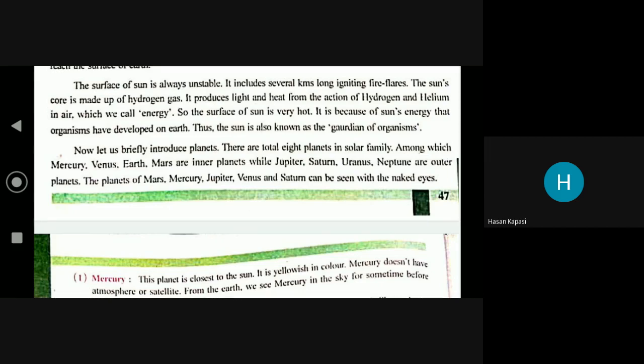There are a total of 8 planets in the solar family, among which Mercury, Venus, Earth, Mars are inner planets, while Jupiter, Saturn, Uranus, Neptune are outer planets. The planets like Mars, Mercury, Venus, and Saturn can be seen with our naked eyes. Even if you are not using any type of telescope, you can see these planets. But you need to know the directions for that, okay?